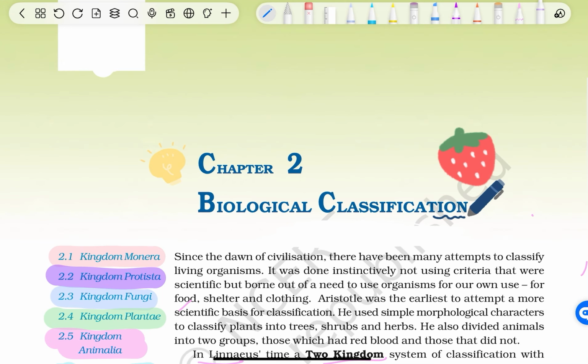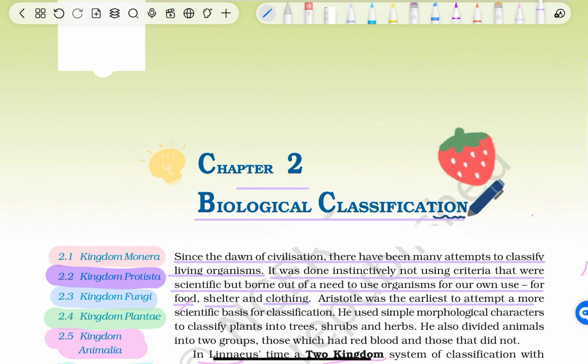Dear learners, in this video we are going to study chapter 2, Biological Classification, of class 11th NCERT Biology. So let us start. Since the dawn of civilization there have been many attempts to classify living organisms. It was done instinctively, not using criteria that were scientific, but born out of a need to use organisms for our own use, for food, for shelter and clothing.